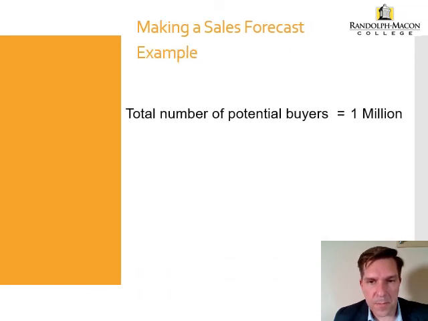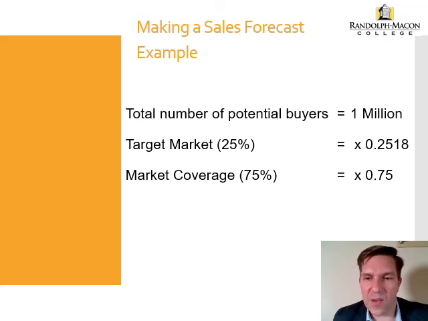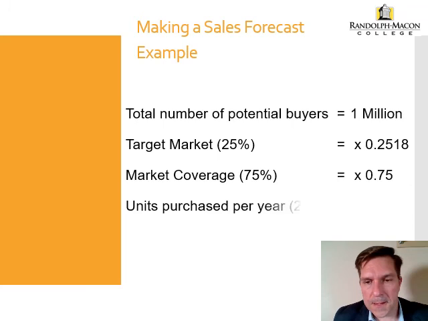Here you have an example. Again, let's say the total number of potential buyers is 1 million users or potential users, that we have a target market of 25%. And by the way, this number, I guess, is 25.18% to be precise, right? And then we have a market coverage of 75%, maybe because there are certain regions that we don't reach, or maybe because, like I said before, there might be some areas that we are more likely to cover than others, like city versus rural, right?